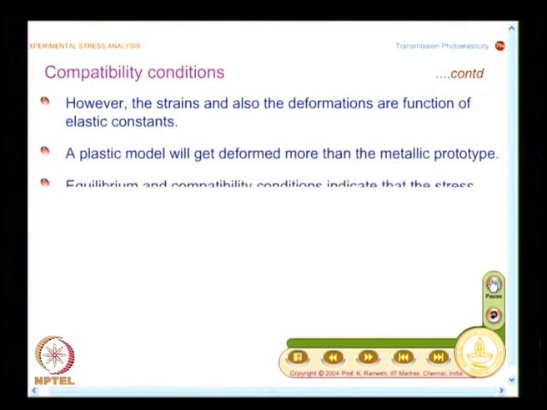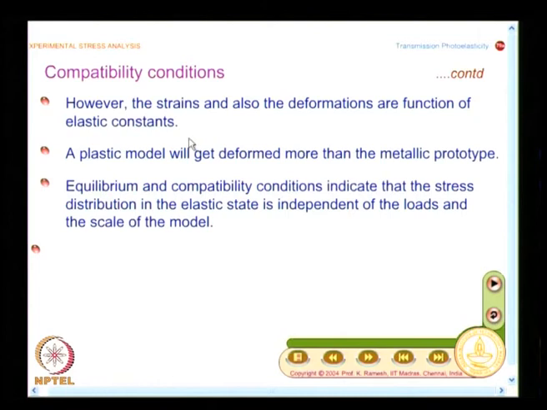And this is what is emphasized again. What you will have to know is, though the stress distribution and its magnitudes are same in a 2-dimensional model, when we consider body force as constant, the strains and also the deformations are functions of elastic constants. So, in essence a plastic model will get deformed more than the metallic prototype, that you would see. But we will also learn similitude equations and how do we load the model, what is the level of load that we should apply.